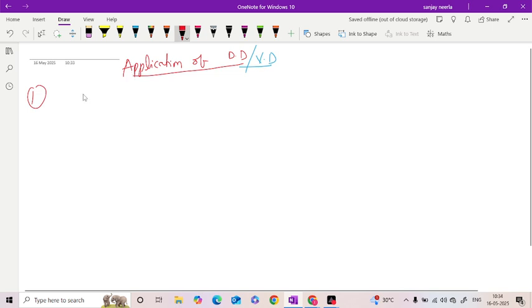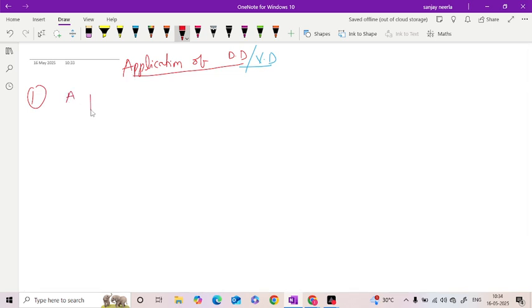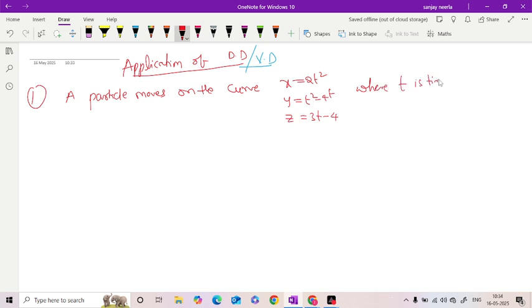So the question here is: suppose a particle moves on the curve x is equal to 2t square, y is equal to t square minus 4t, and z is equal to 3t minus 4, where t is the time, at t is equal to 1.